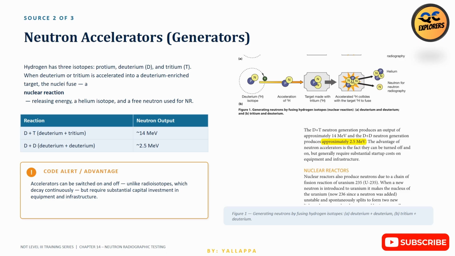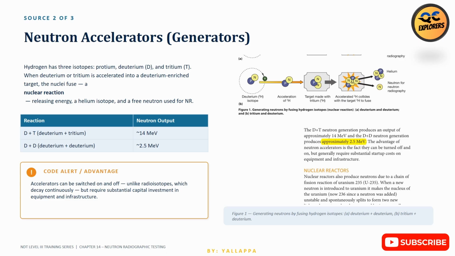Neutron generators use fusion, not radioactive decay. The two important reactions are DT and DD. DT produces approximately 14 MeV neutrons. DD produces approximately 2.5 MeV neutrons. Most importantly, neutron generators can be switched on and off. Now we've covered spontaneous decay and nuclear fusion.